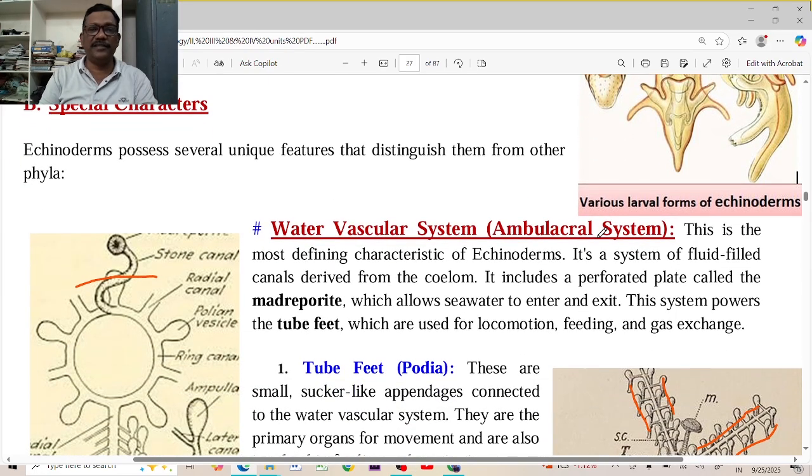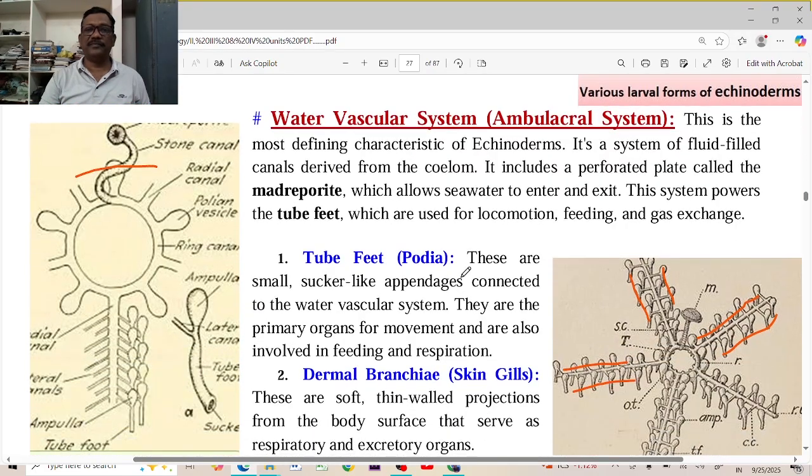Then some of the general characters we have to discuss in the echinodermata, because the echinodermata are very interesting animals. The adult organisms, as well as the larvae, are showing some characters which are distinct or different from the remaining non-chordates. The umbilical system or water vascular system is the special thing.